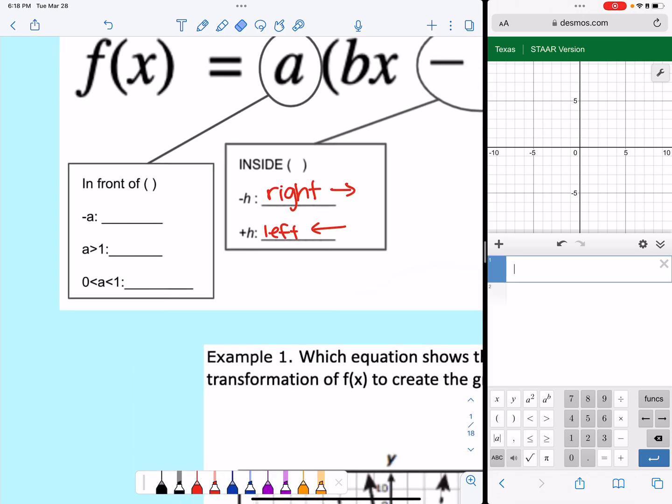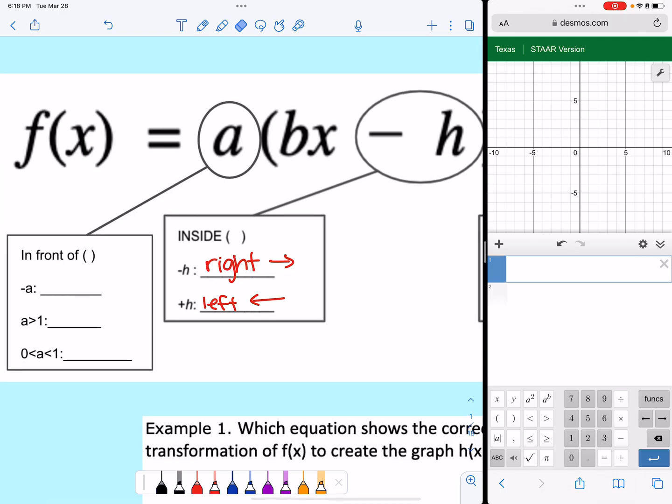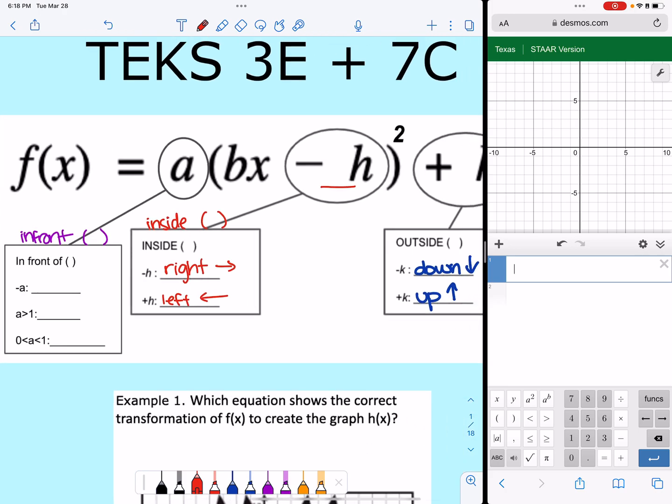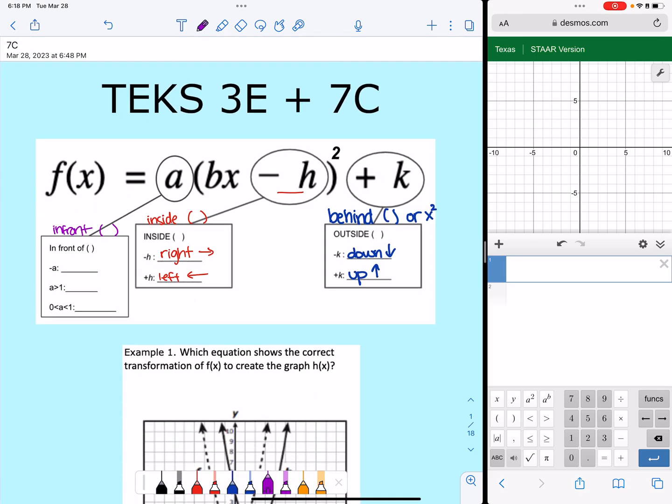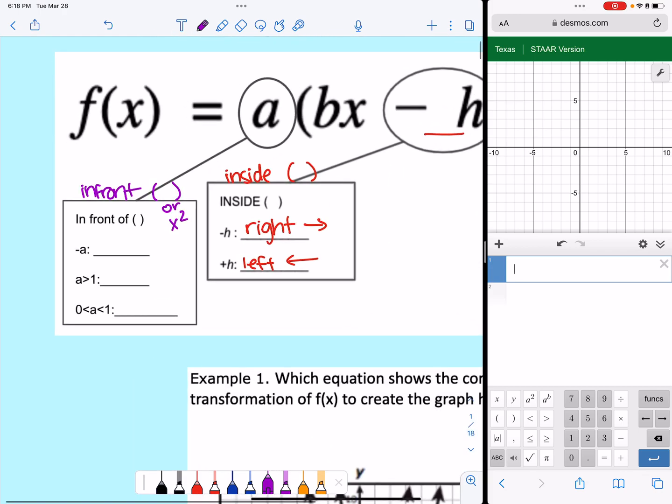Then when a is negative, the a in front, this is in front of parentheses. Let's do this. Inside parentheses right here. And then behind parentheses or x squared. Okay? So when a is negative, it's going to reflect over the x-axis.